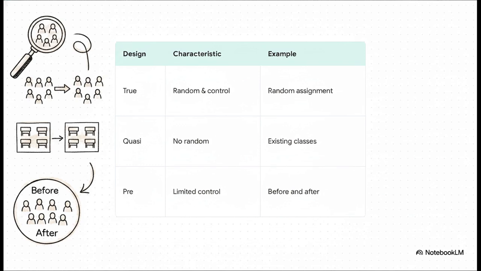But sometimes pure randomness just isn't practically possible, and that gives us quasi-experimental design. This one uses pre-existing groups, like comparing 2 classrooms that are already set up and running. Finally, we have pre-experimental design. This is the simplest format with the most limited control. Usually, it's just looking at a single group of people right before and right after an intervention.